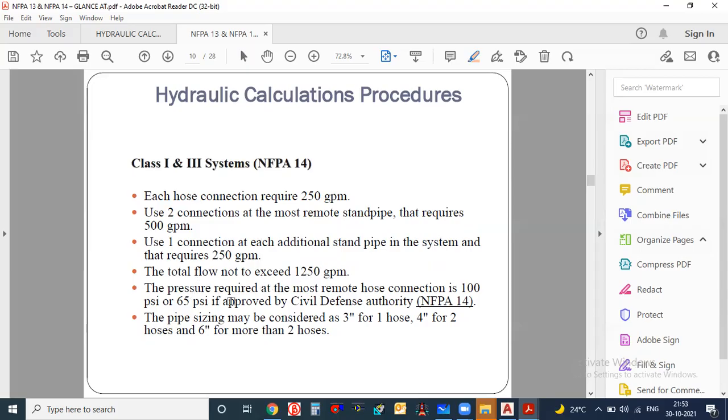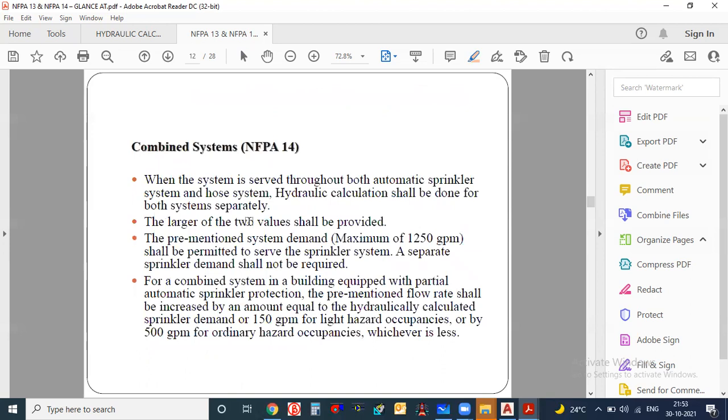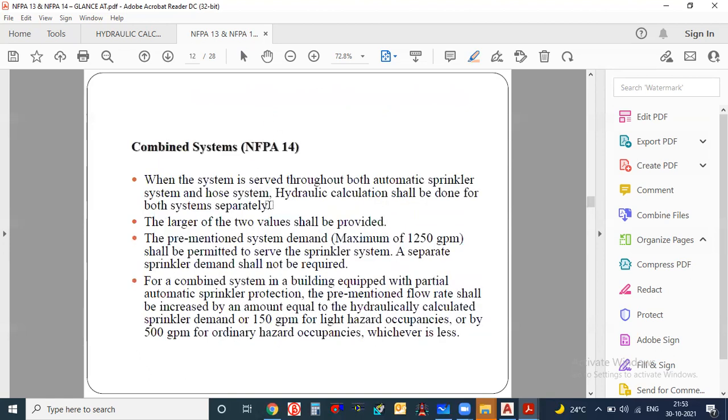Some things are given here. So everything is the same only. They have just written some points, again the same points. You can go through that. This is something about NFPA 14.